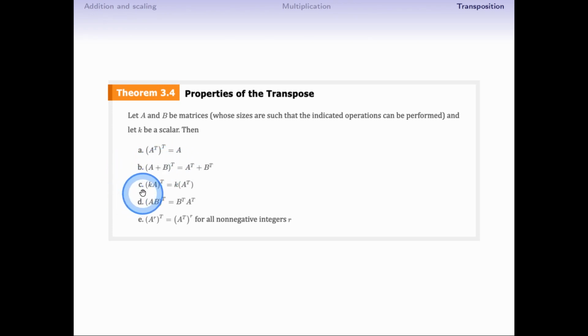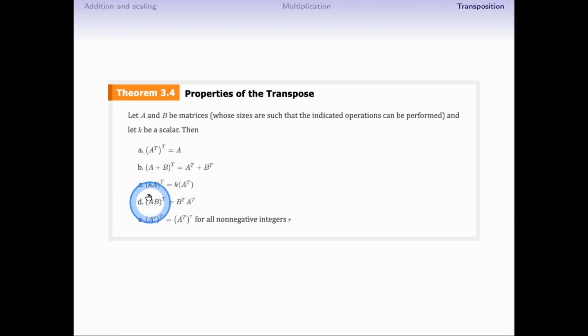Law C says something not unsurprising. It says if I scale a matrix and then take the transpose, that is equivalent to first taking the transpose and then scaling. That is not a surprising law, and I would encourage you to try to prove that for yourself.